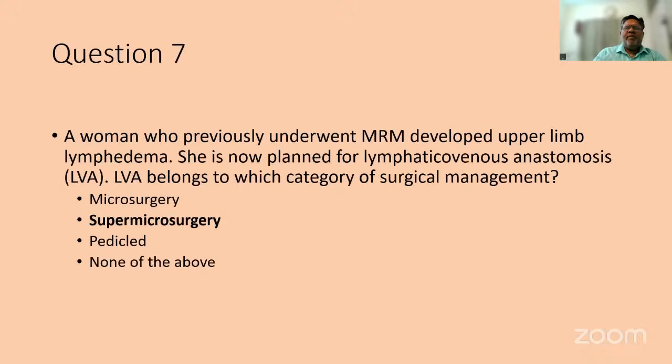A woman who previously underwent MRM developed upper limb lymphedema. She is now planned for lymphaticovenous anastomosis. LVA belongs to which category of surgical management? We all know lymphaticovenous anastomosis belongs to the super microsurgery group of management.